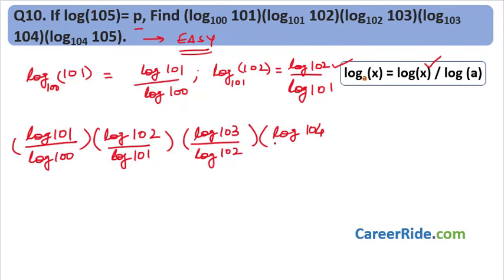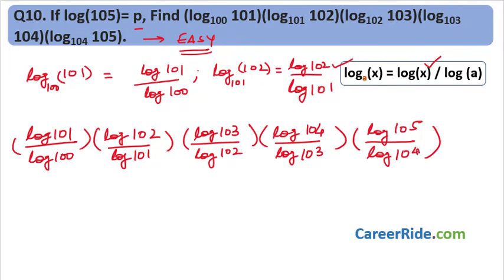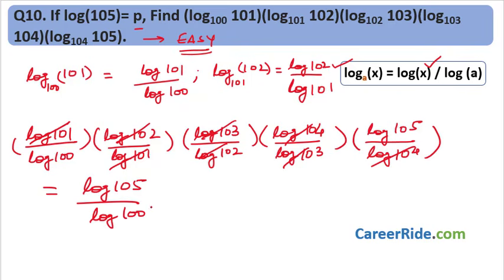Log 104 upon log 103 multiplied by log 105 divided by log 104. This is what is actually given to me in the question, and I have put it in my new form. Now, can I start cancelling something here? Yes, I can. Log 101 gets cancelled here, 2 gets cancelled here, 3 gets cancelled here, 4 gets cancelled here. So ultimately, what am I left with? I am left with log 105 upon log 100, right?